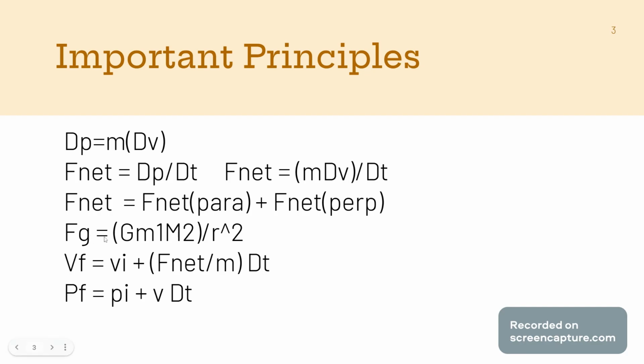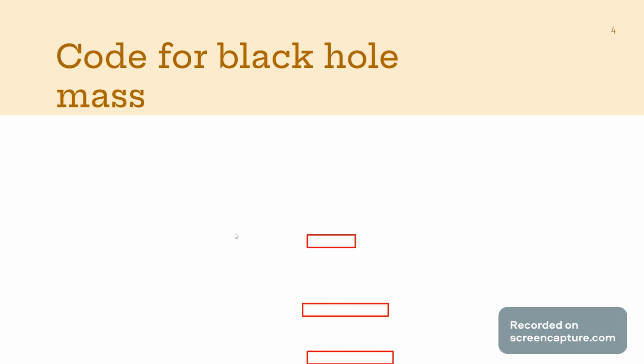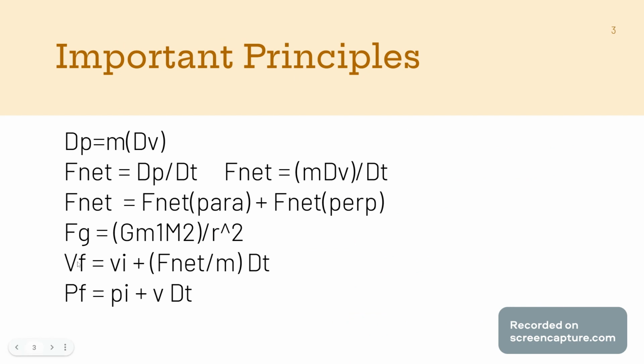The gravitational force is equal to G times the mass of the first object times the mass of the second object, all over the distance between the two objects squared. Velocity final is equal to velocity initial plus F net over m times delta t, and position final is equal to position initial plus velocity times change in time.